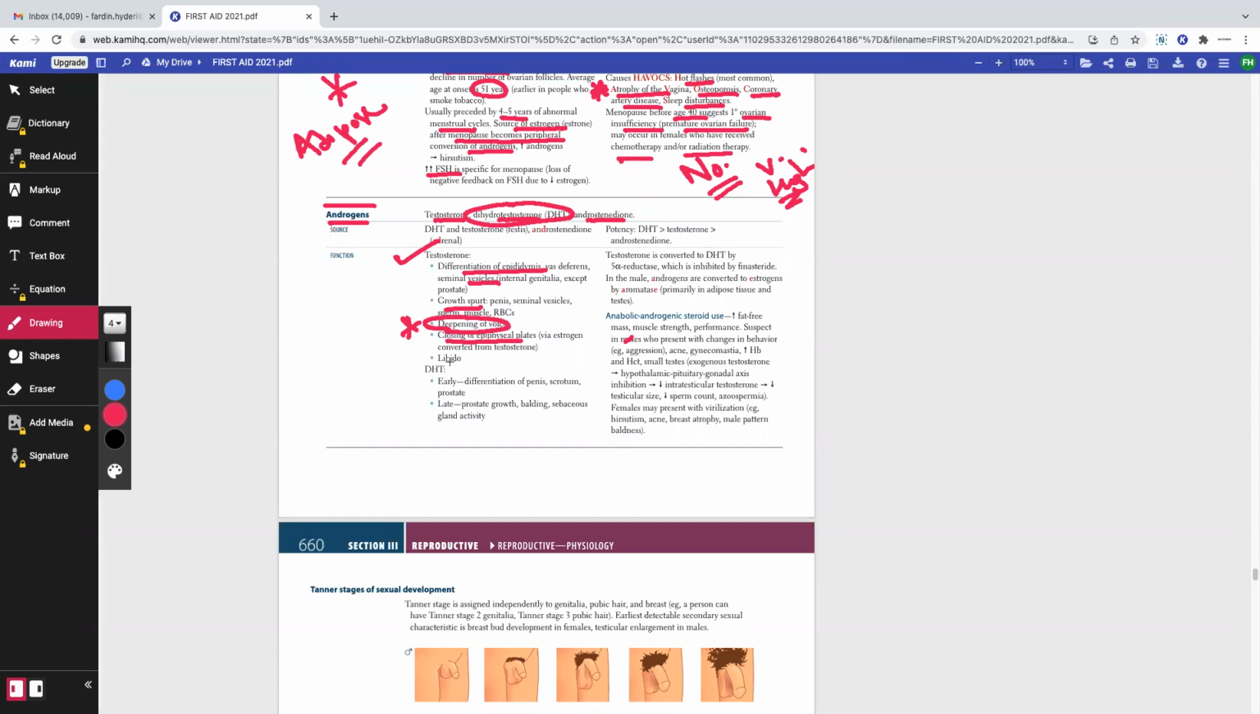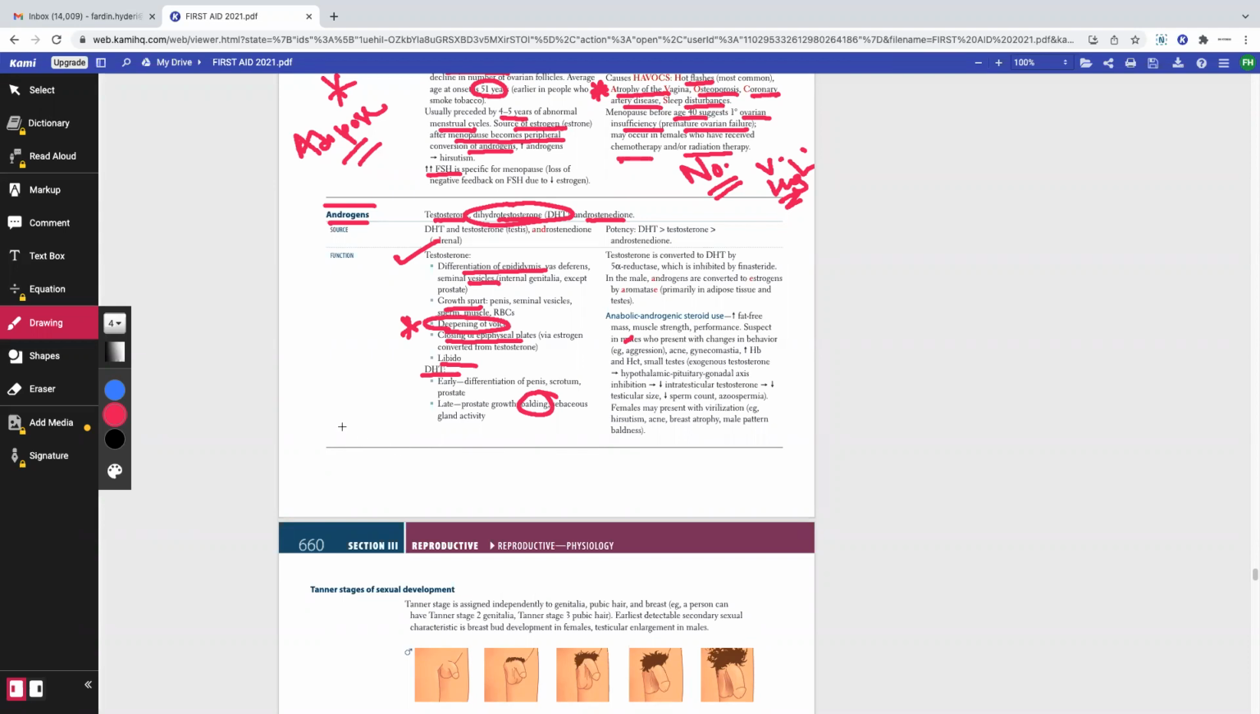Closing of epiphyseal plates, very important, and male and female libido. Dihydrotestosterone is also very important. It's responsible for differentiation of the penis, scrotum, and prostate, and for later prostate growth. So that's understandable. Another thing that I want to bring to everyone's attention is high testosterone is directly related to balding. So males who are bald, that's more or less a very good indicator that the testosterone amount in the male is very high. As simple as that.